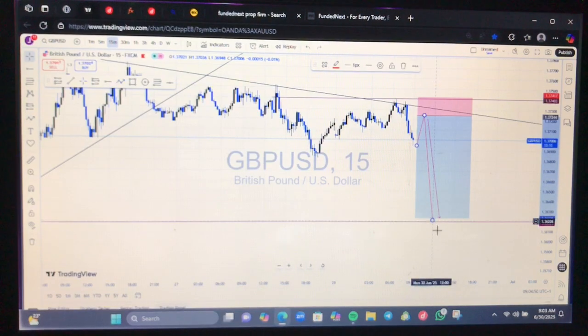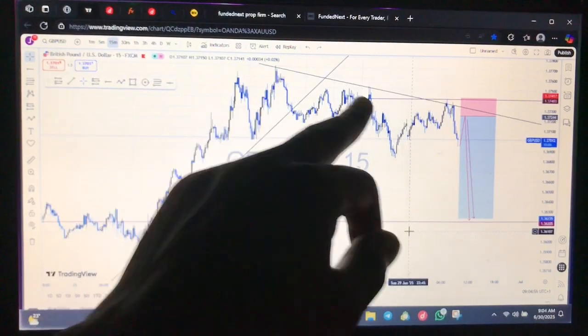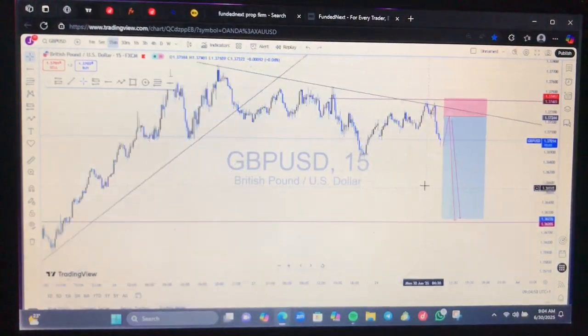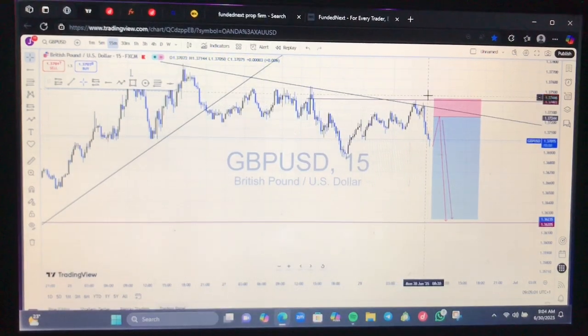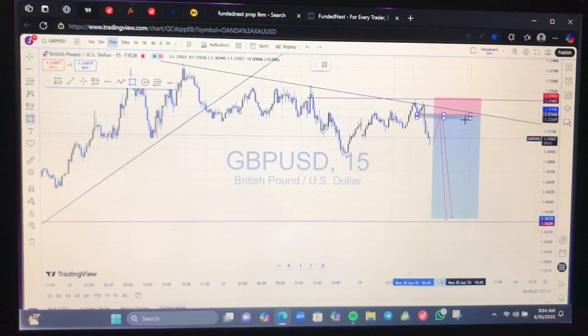Then we ride it to the downside, because we have a third touch already. This is the first touch, this is the second touch, this is the third touch, and on the third touch we have a double top, meaning that price is failing to break this particular zone. You understand? So we'll be expecting a retest on this particular zone.